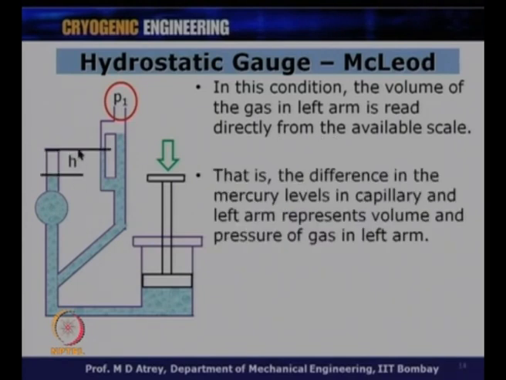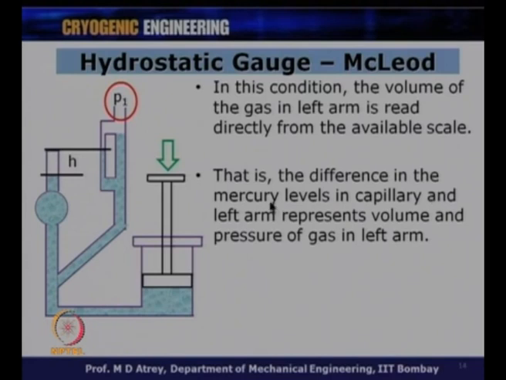So, now I have a scale over here which tells me that the gas in this left arm has a height of h, and I know the area over here. So, I can calculate the volume of the gas that is being trapped over here. There will be a scale over here which can be directly read, the value of h can directly be read from that, and one can compute the volume therefore.